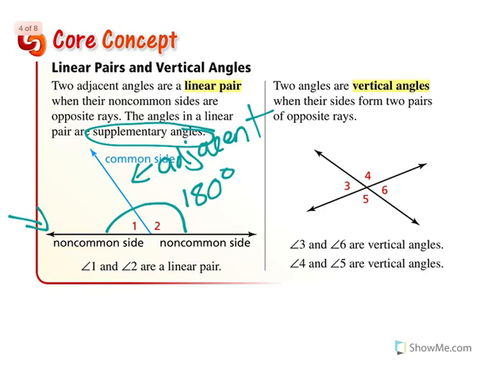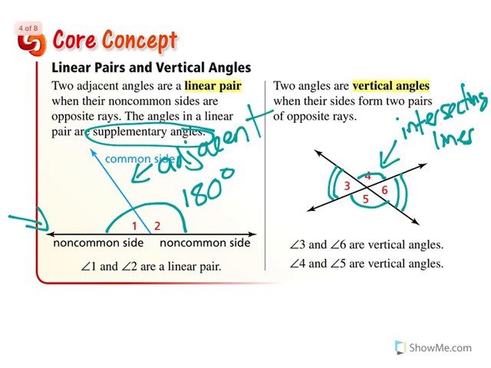And then we also have vertical angles. Vertical angles are when we pair up, so we have two sets of opposite rays. So basically we just have intersecting lines. And so a linear pair is going to be whenever they are opposite of each other on these intersecting lines. So 4 and 5 would be a linear pair. And then also 3 and 6 are a linear pair.